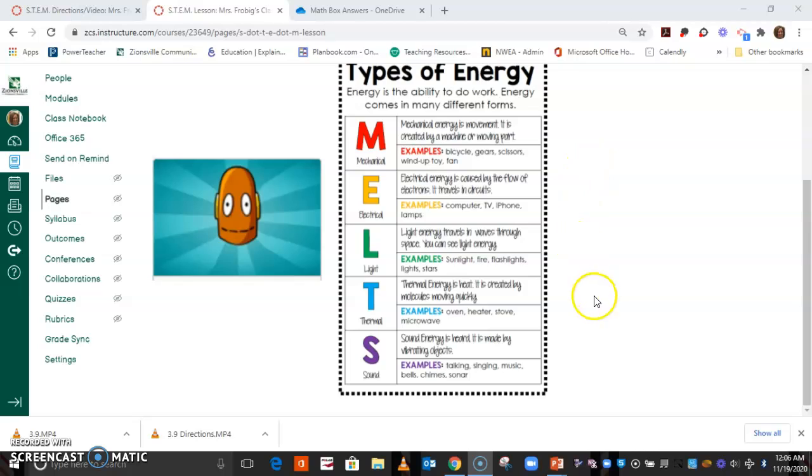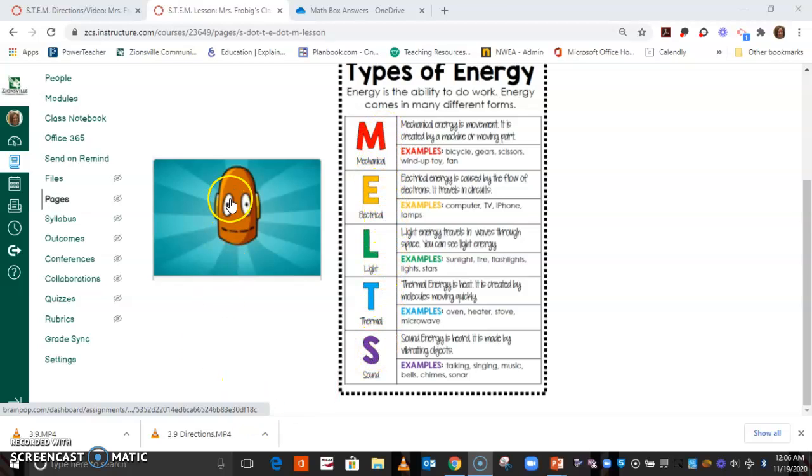An easy way to remember the different types of energy is it spells the word MELTS. So we have M for mechanical, E for electrical, L for light, T for thermal, and S for sound. I know in third grade, sound was talked about a little bit with the vibrations, and maybe a little bit about light. I'm not sure though if you guys did or not. We're going to talk about a little bit about each one of these.